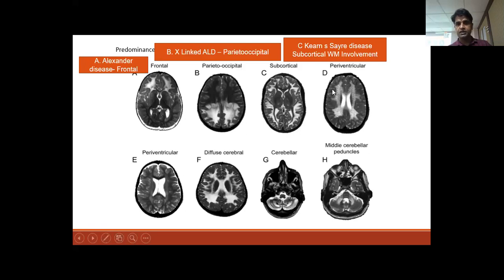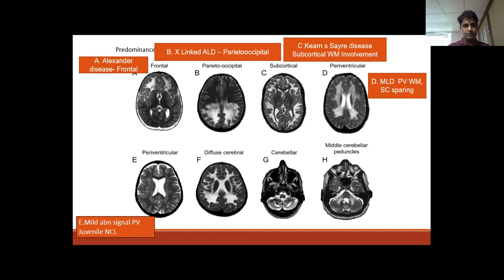Whereas in this D, there is more periventricular white matter involvement, with less involvement of the subcortical U fibers, which are between the gyri. So what is periventricular? Metachromatic leukodystrophy. Here it is usually periventricular white matter, and the subcortical white matter is spared.